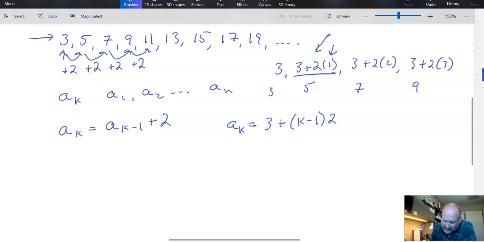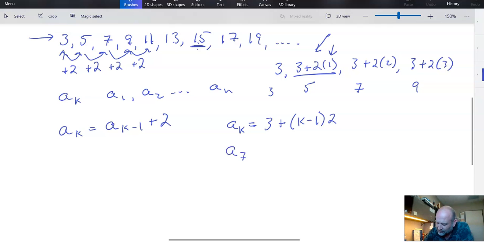So let's look at this sequence here. I have 1, 2, 3, 4, 5, 6, 7. Let's say we want to find the seventh term. Let's see if the formula works. This is always a good idea. When you think you have the formula, test it to see if it actually predicts what it's supposed to predict.